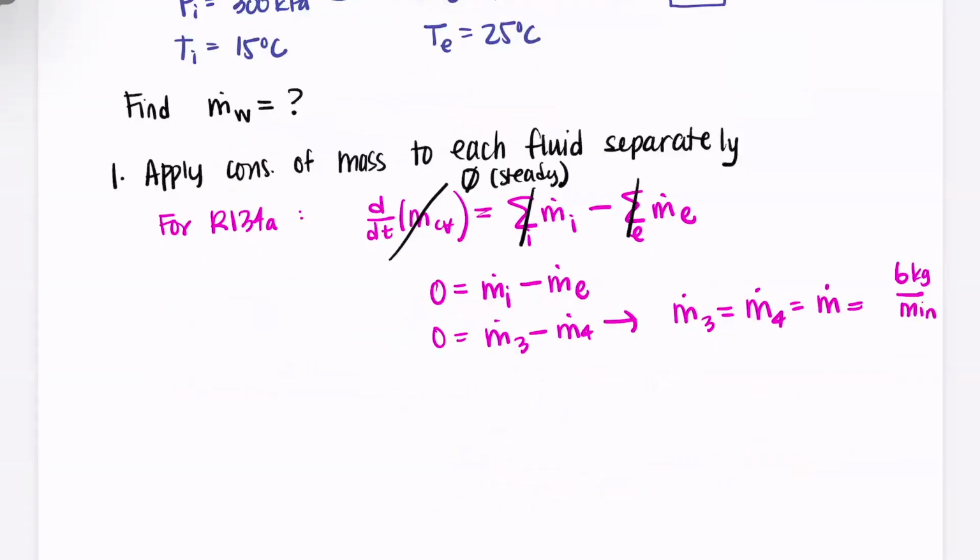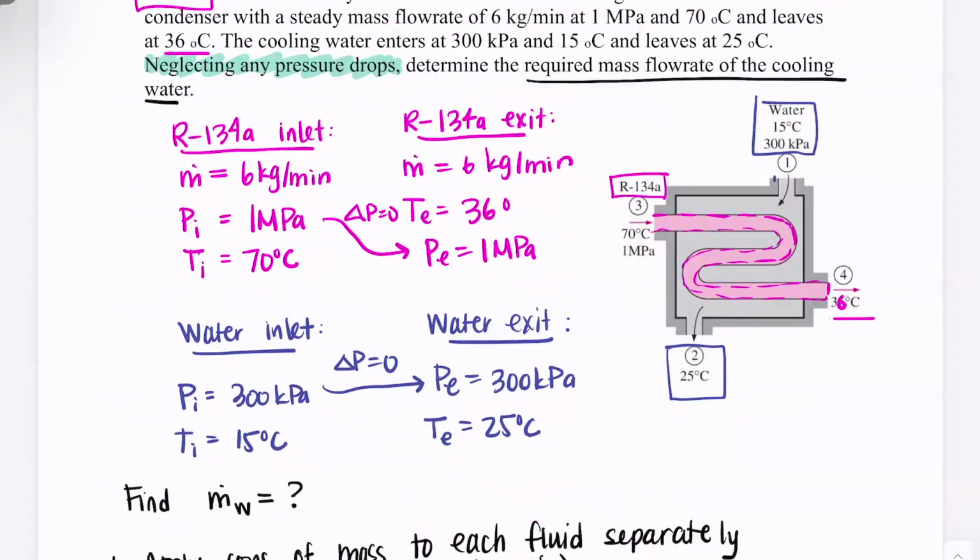Let's talk about the water. So we have the same kind of governing equation here. So my control volume is going to be everything except for the R134A. So I'm just drawing my control volume to include only the water.